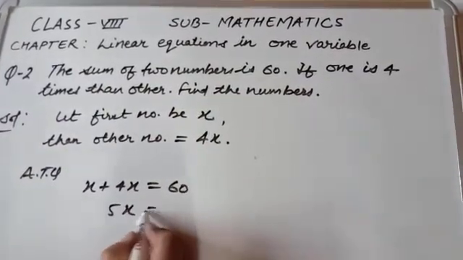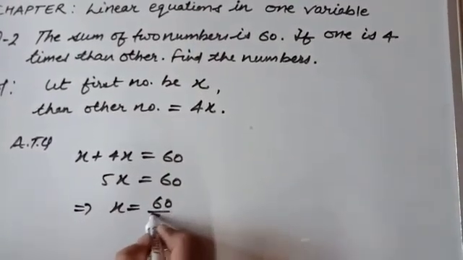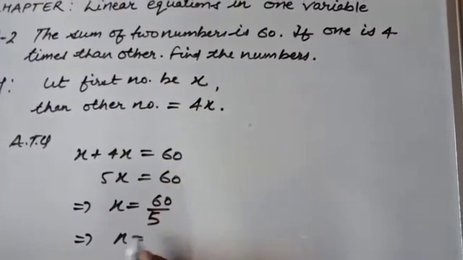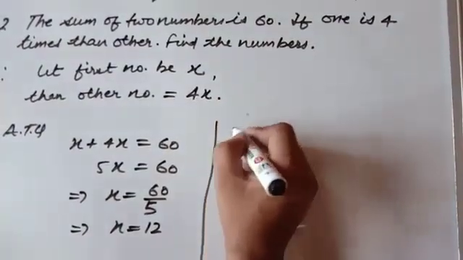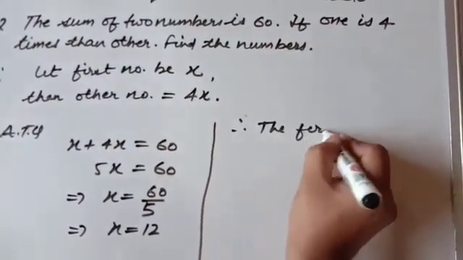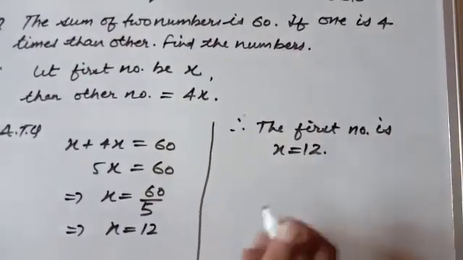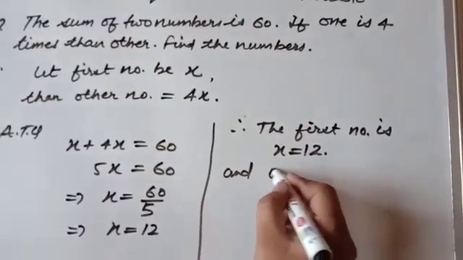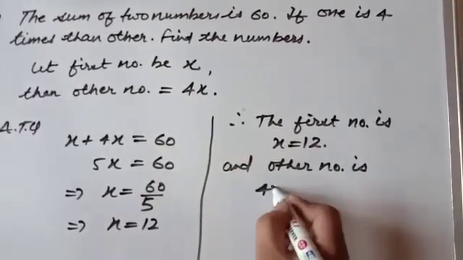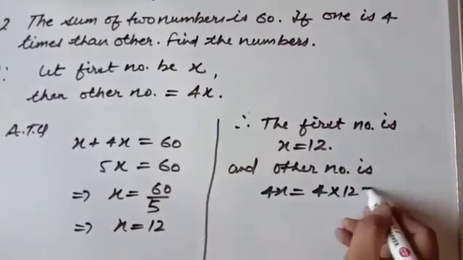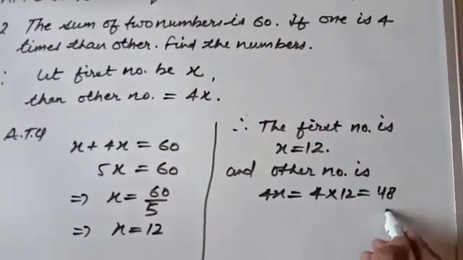x plus 4x is equal to 5x, that is equal to 60, and this implies x is equal to 60 upon 5, and x is equal to 12. So the value of x is 12. Now the question is we have to find the numbers. Therefore the first number, that is x, is equal to 12, and the other number, that is 4x, 4 into 12, is equal to 48. So students, the numbers are 12 and 48.